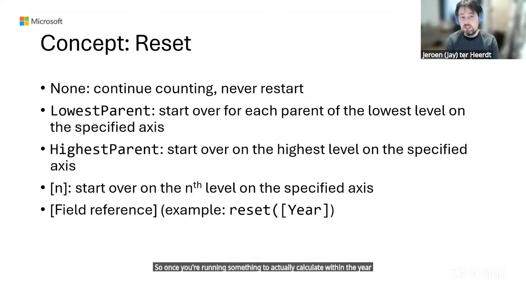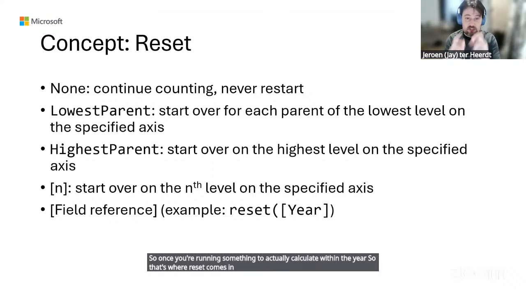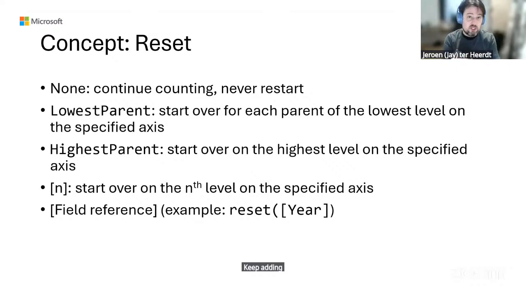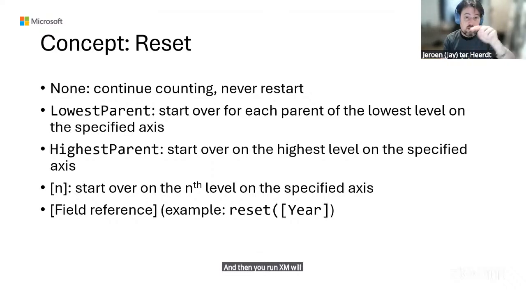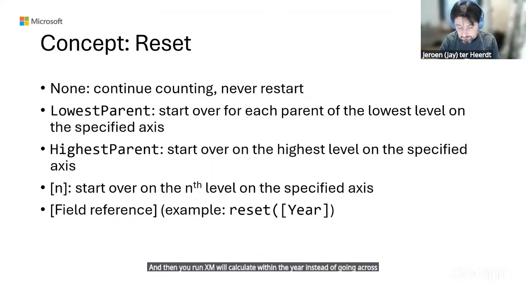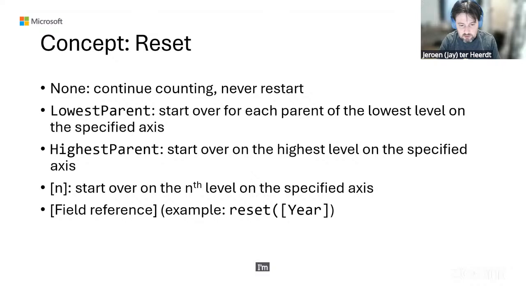So that's where reset comes in. If you write running sum sales, comma, reset year, that means do the running sum, keep adding values until the value for year changes. If so, start from 0 again. And then your running sum will calculate within the year instead of going across the years. So I'm going to show you how that works real quick.